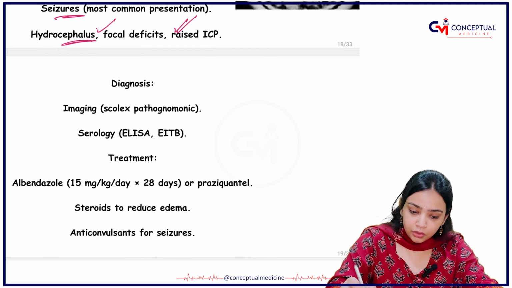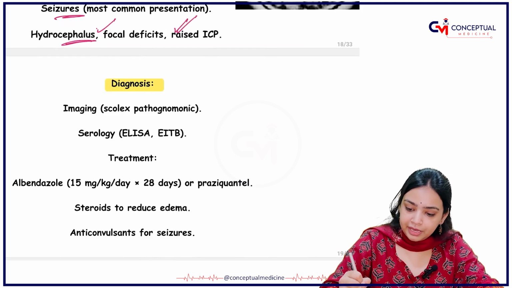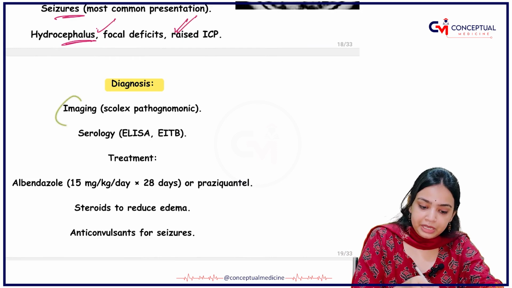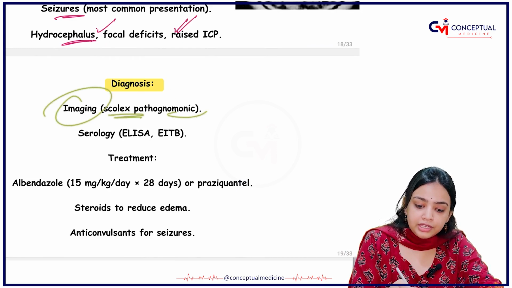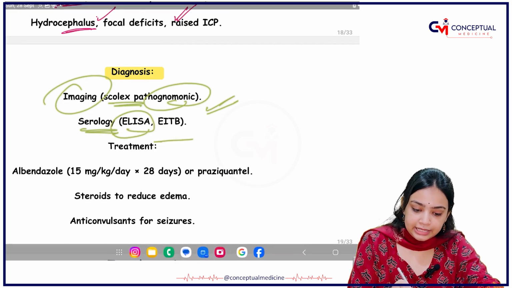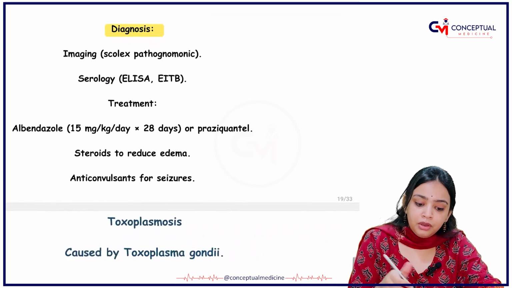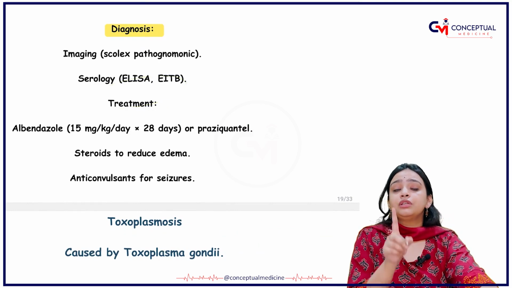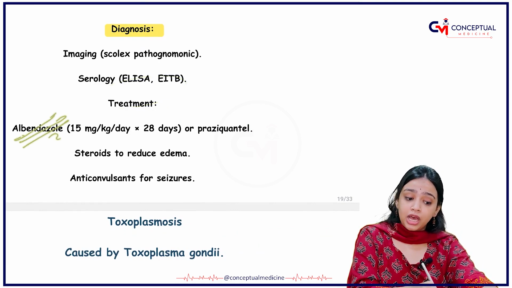How will you make the diagnosis? The diagnosis will be based on imaging. You have the scolex, which is pathognomonic. Then you will do serology like ELISA and EITB. For the treatment, what will you give? For the treatment, remember, you will give albendazole.